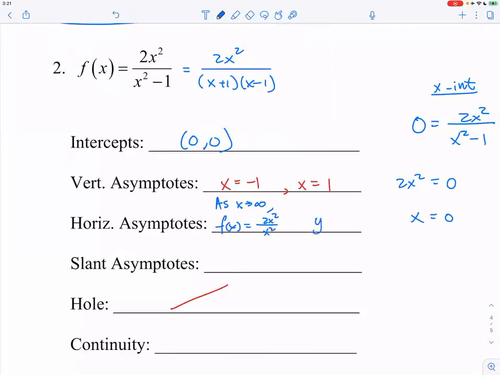I would love to see it. Okay, I actually do not need you to show me this work. If you can see it directly, like, oh, they're the same, boom, get the horizontal asymptote. Lovely. And since there is a horizontal asymptote, we would not have a slant asymptote.